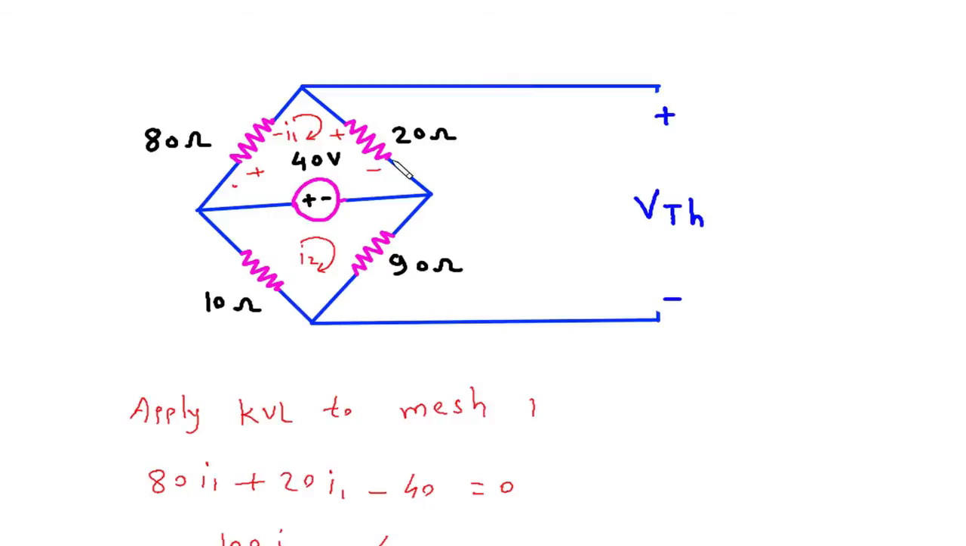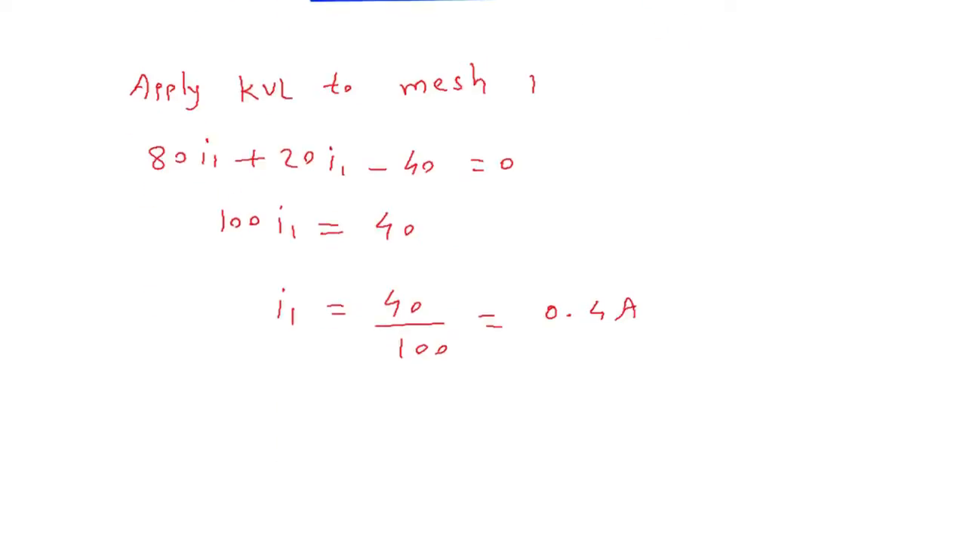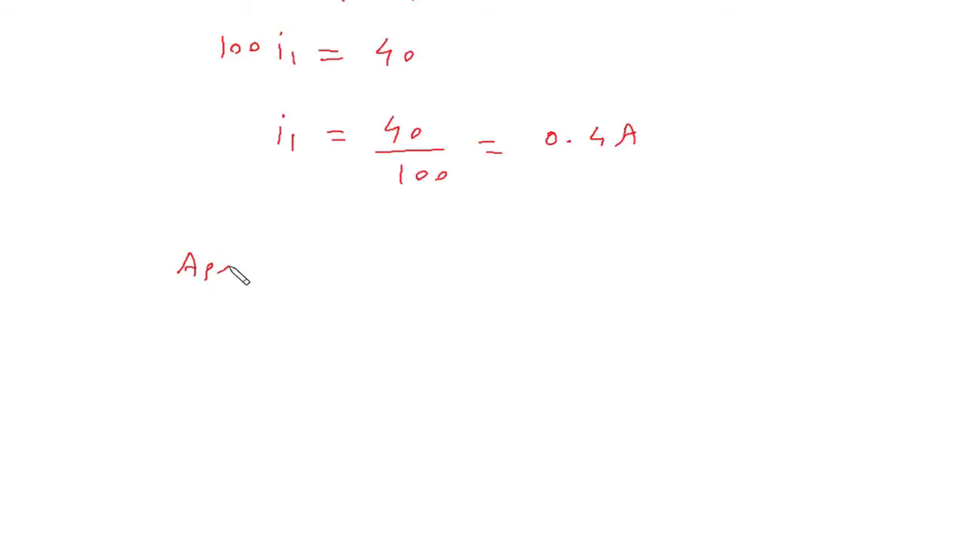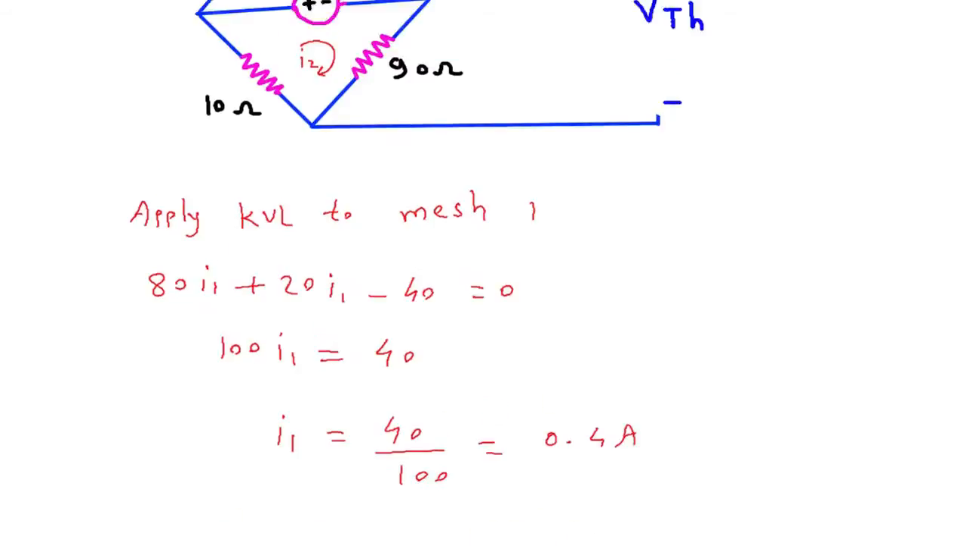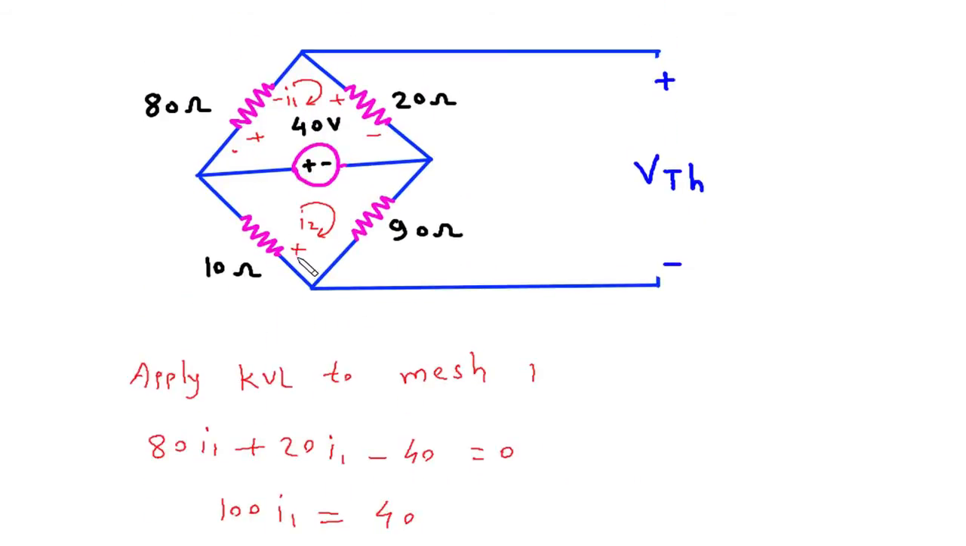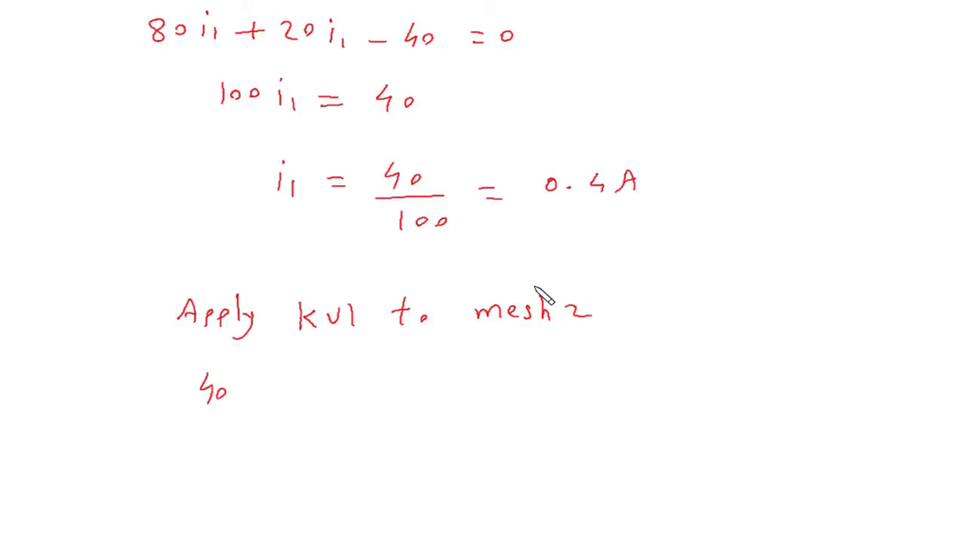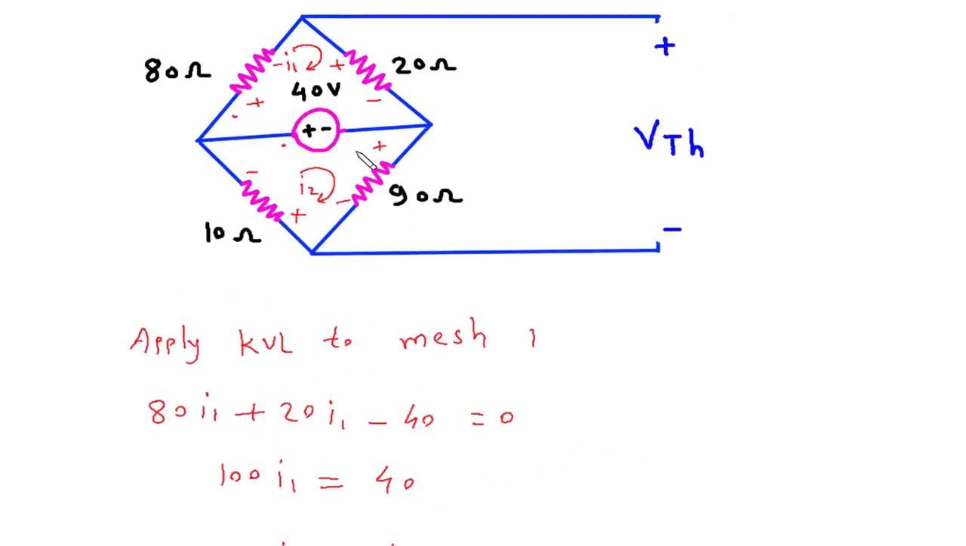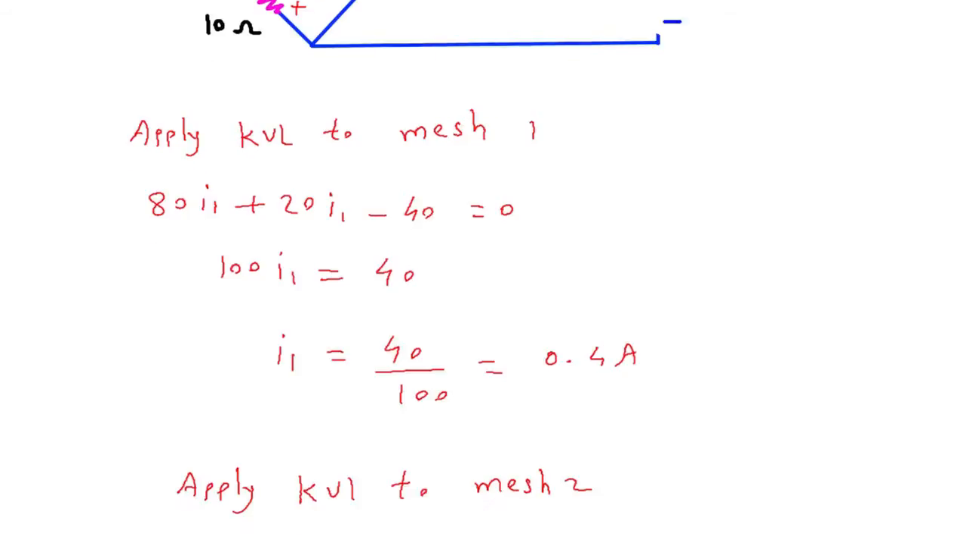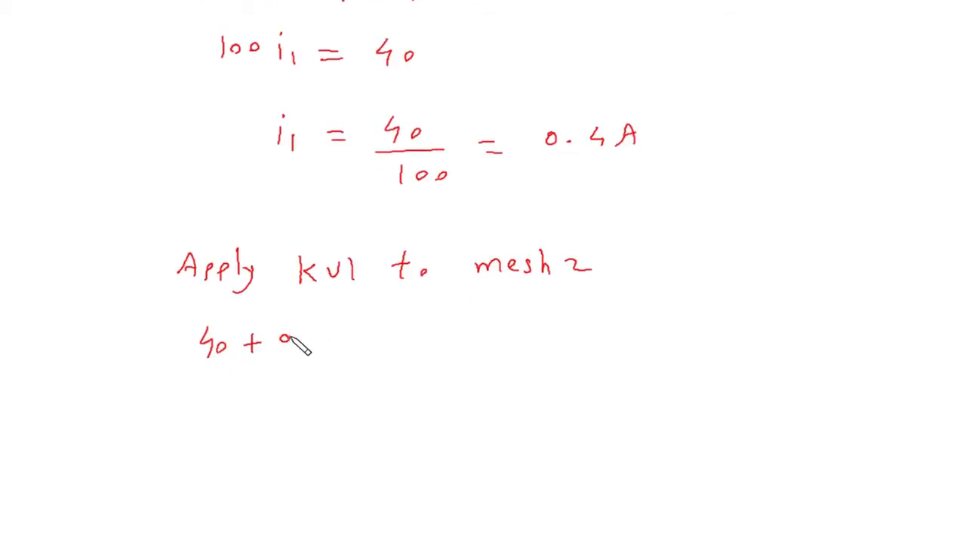Next we will apply KVL to mesh number 2. This will be positive, this will be negative. Here this will be positive and this will be negative. We will start from here. So this will be 40 plus 90 I2 plus 90 I2.